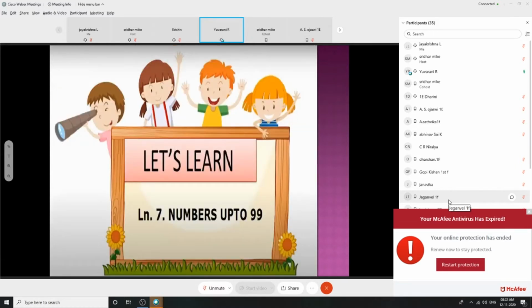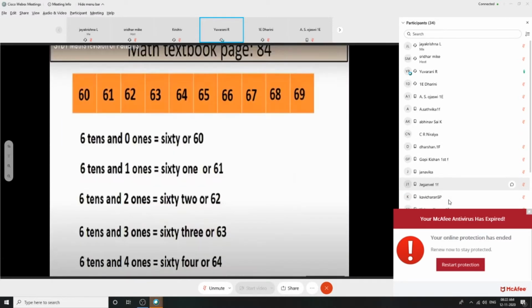So let's learn lesson number 7, numbers up to 99. Before class, we have learned till 60, right? So today we are going to learn from 60 to 80. Are you all ready?